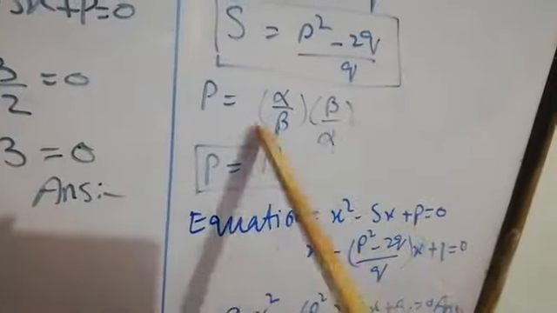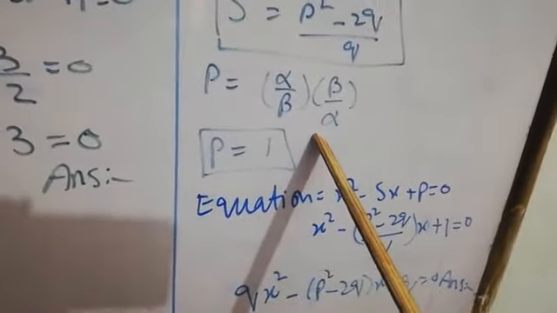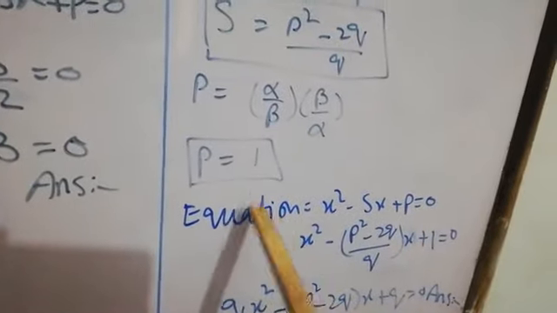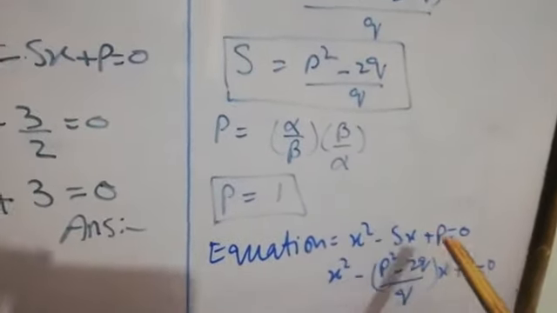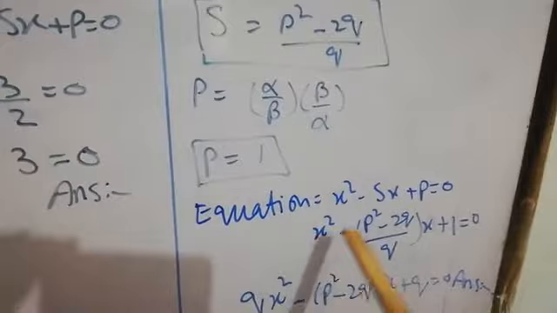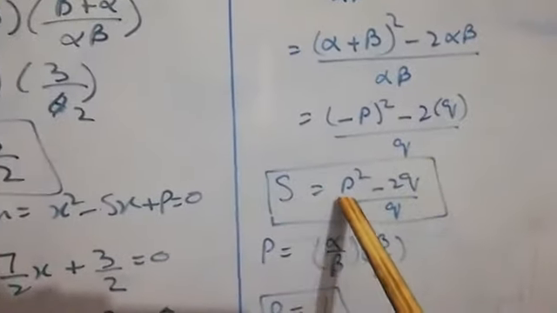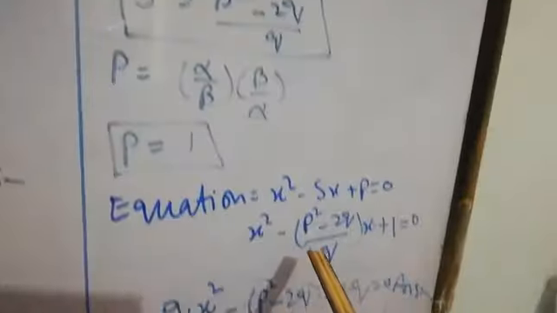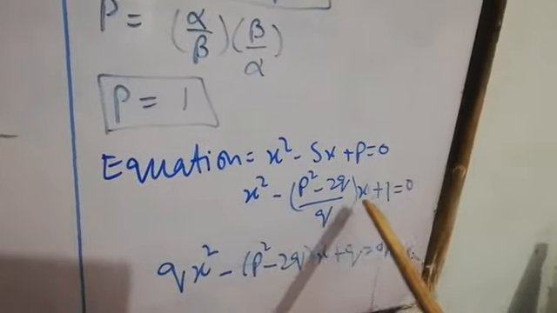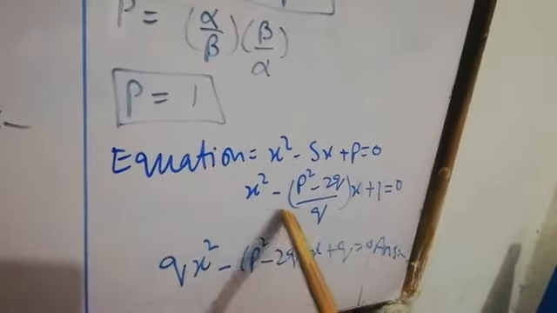And the product, alpha by beta into beta by alpha, these are reciprocals of each other, so they will cancel and the product is 1. Now we will put in the equation x square minus sx plus p equals 0: x square minus s, where the value of s is p square minus 2q by q, and the value of p is 1.